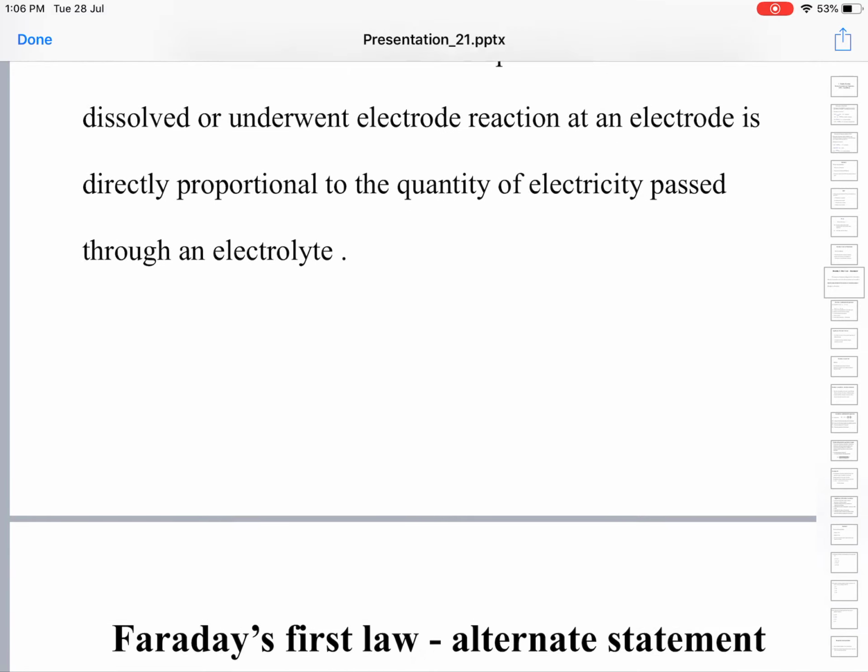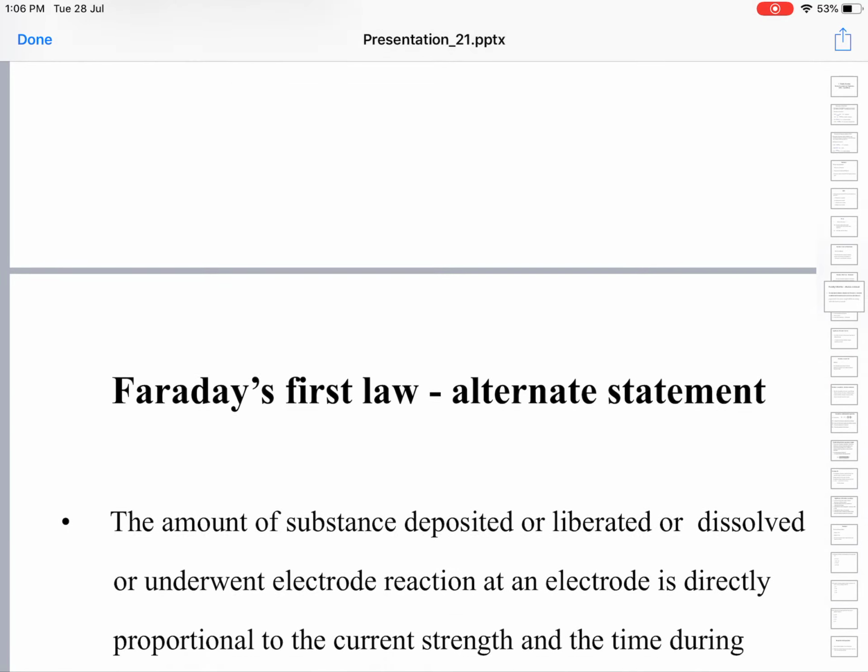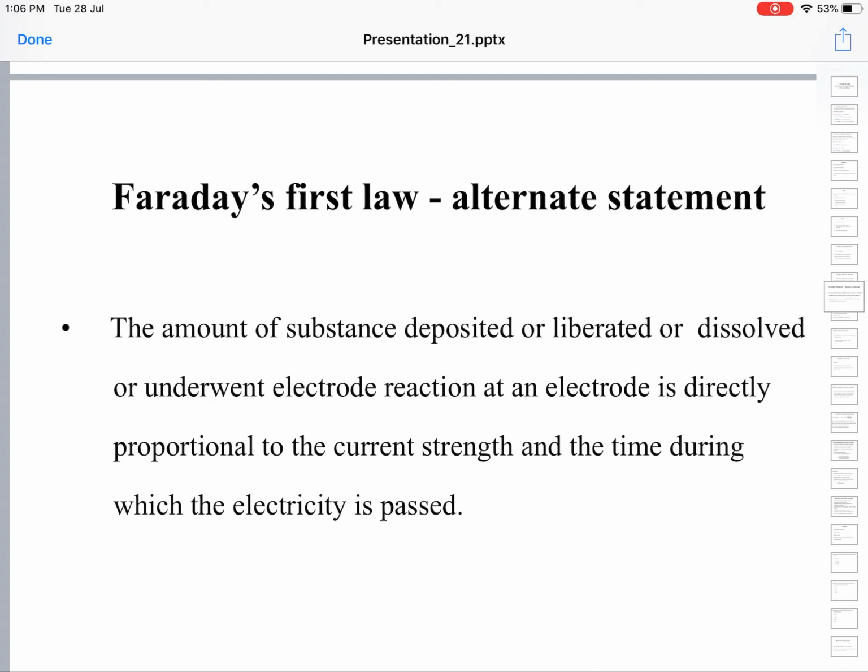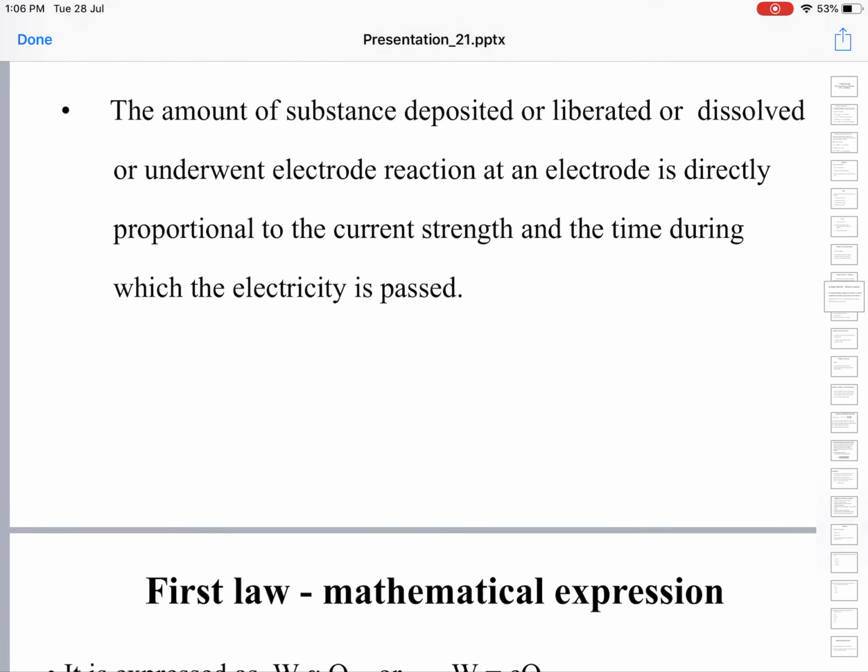Faraday's first law, alternate statement: the amount of substance deposited or liberated or dissolved or that underwent electrode reaction at the electrode is directly proportional to the quantity of current strength and time during which the electricity is passed.